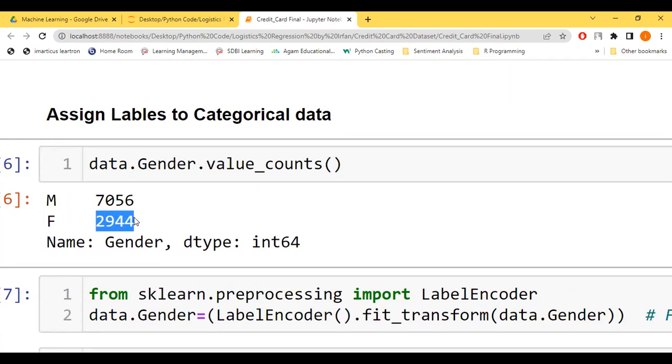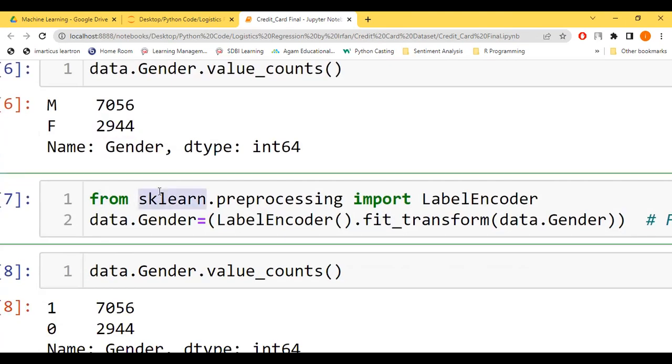Alphabetically, which comes first, F or M? F. So what we do is code F as 0 and male as 1. This type of coding is called label encoder. I have to import it in Python. From the package sklearn, subpackage preprocessing, import the function called LabelEncoder. Using LabelEncoder, I want to fit and transform the data column named gender. So we are converting the gender data into 0 and 1 and assigning it in the same data, same column.